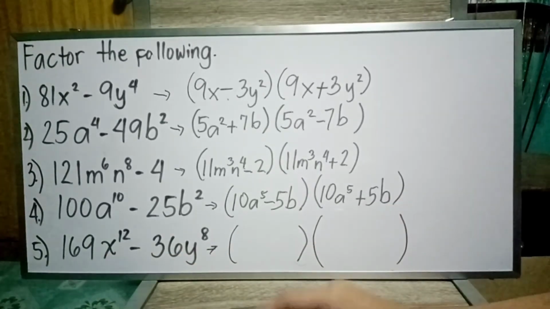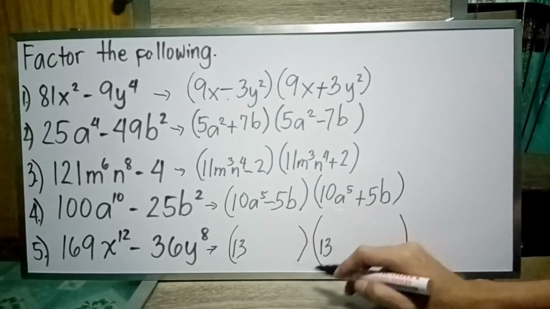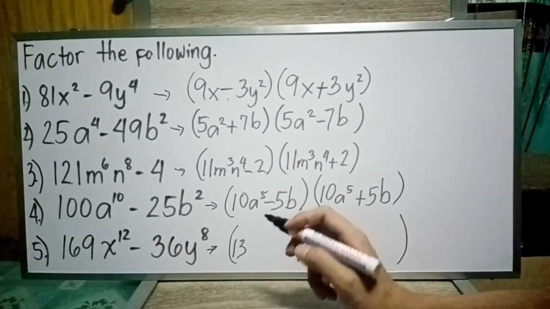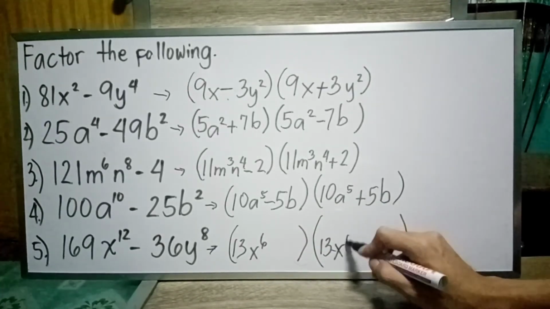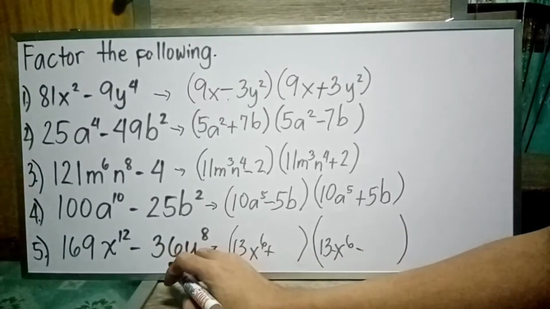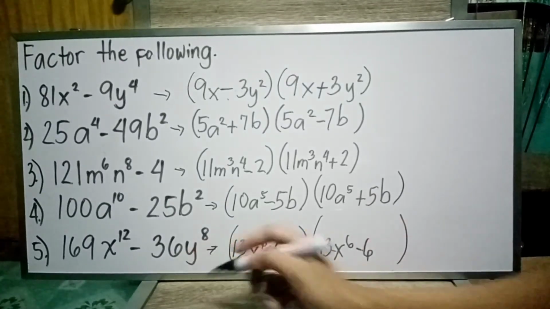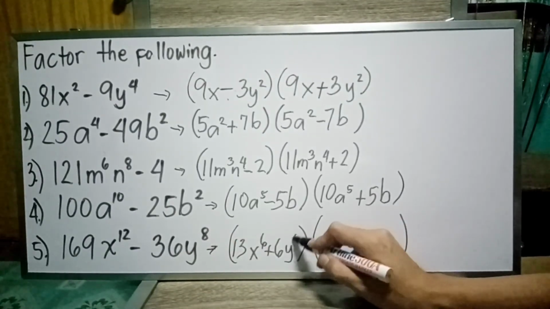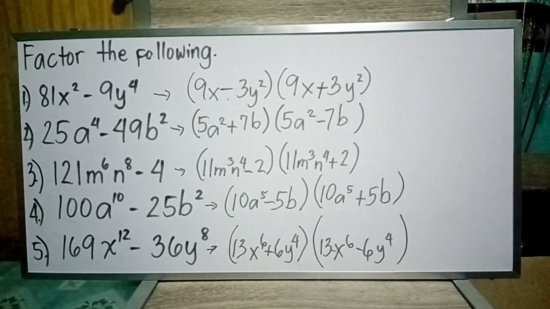Square root of 169, that is 13. x to the 12, that is x to the 6. x to the 6 plus minus the square root of 36, that is 6. 6. Then y to the 8, that is y to the 4th. Okay, there you have it.